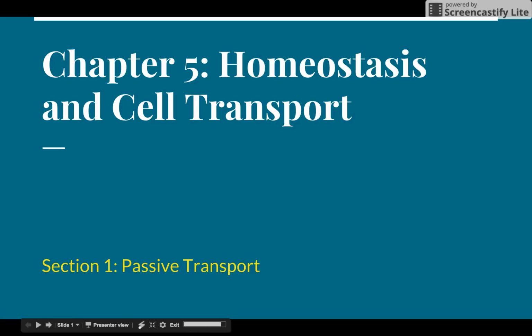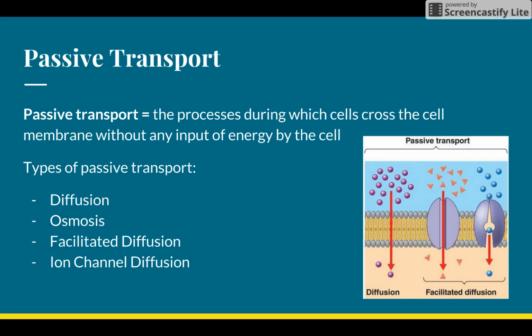Today we're starting chapter 5, which talks about basically different ways that different molecules can get across the cell membrane. Specifically today we'll be talking about passive transport.